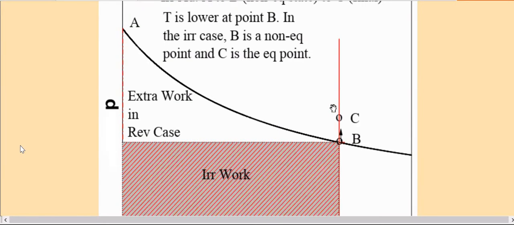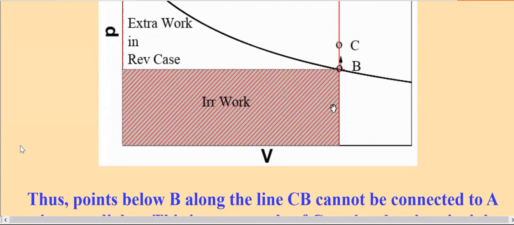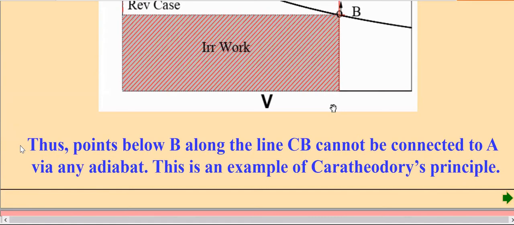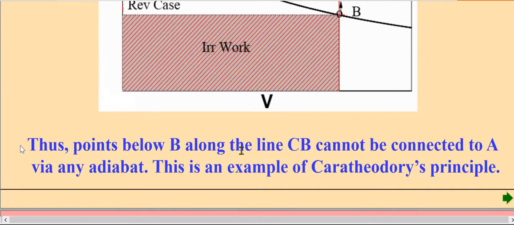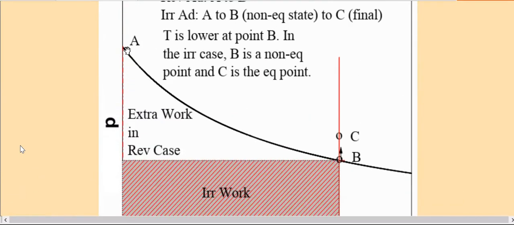So here, in the adiabatic process, there is a trick, and we have to understand it in a bit more detail. You see from here that points below B along the line CB cannot be connected to A via any adiabat. You can see this clearly: from A to B, you go reversibly. Irreversibly, you go to point B, which is non-equilibrium, but then you go up and finally settle at point C. It is clear that below point B there are an infinite number of points along this line which cannot be connected from A via any adiabatic path.